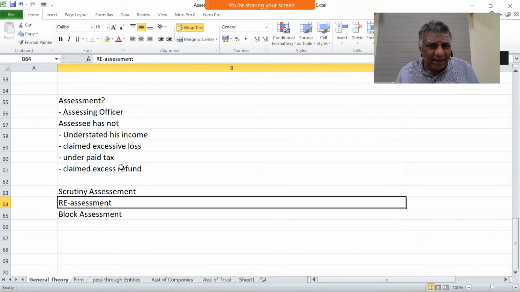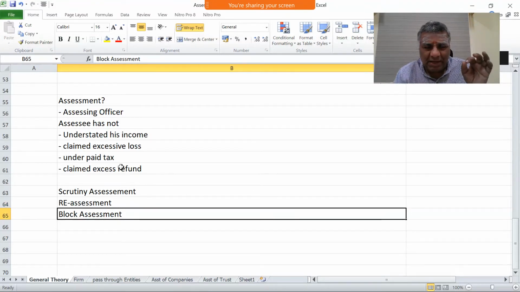Reassessment: the income tax department gets some information. On that basis, they reopen your books, audit and assess. Block assessment is only for search cases, raids. Very rare. Let's leave that set of population.